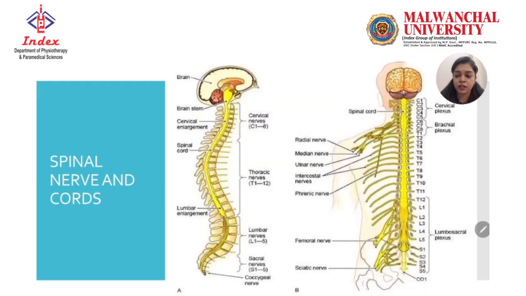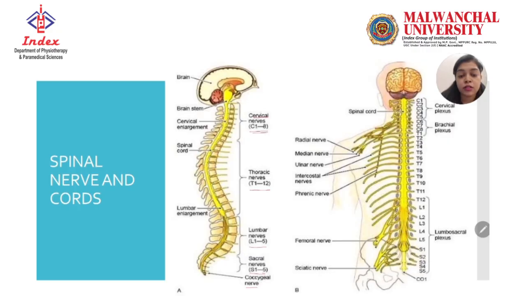Now come the spinal nerves and cord. So here we have cervical nerves, that is, we have 8 cervical nerves. Then thoracic nerves, we have 12 thoracic nerves. Lumbar, that is 5. Sacral nerves, that is 5. And the coccygeal nerve.